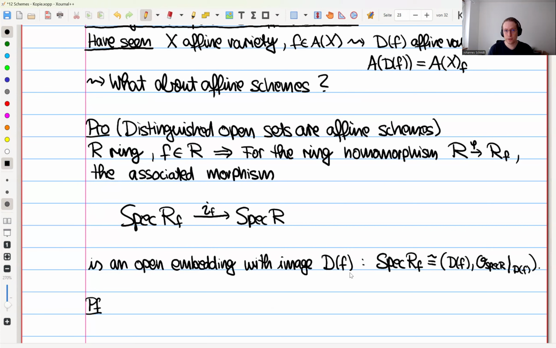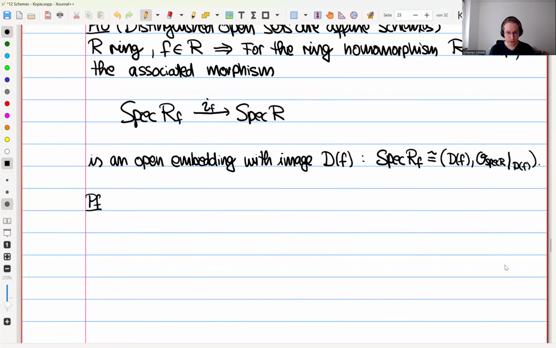And if you recall, an open embedding means that on the level of topological spaces, this is just an open subset with the relative topology. And on the level of structure sheaves, the structure sheaf on this open subset is just a restriction of the structure sheaf here. So in other words, Spec R_F is this open subset D(F) with the restricted structure sheaf from Spec R. Okay, so let's see how this goes.